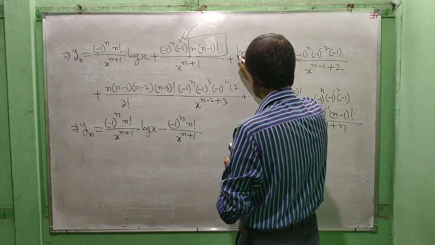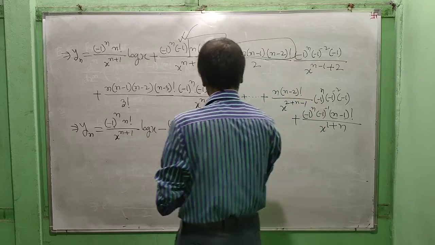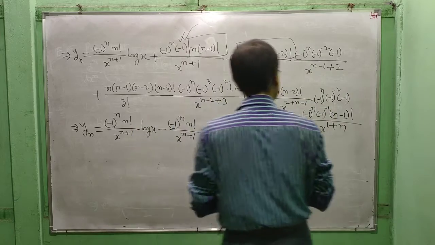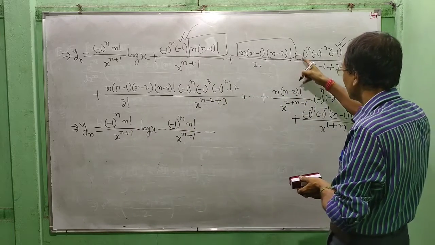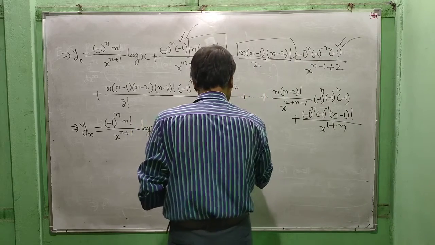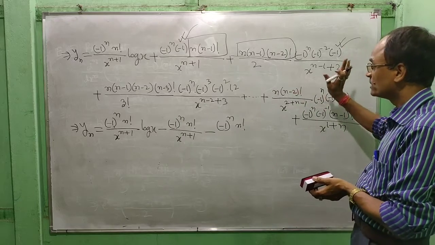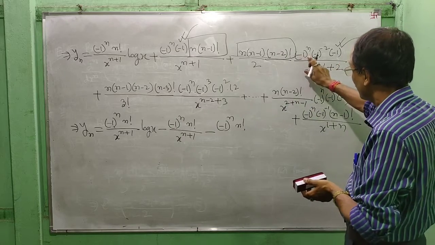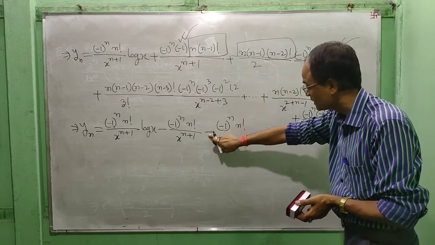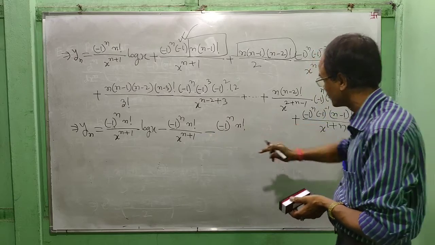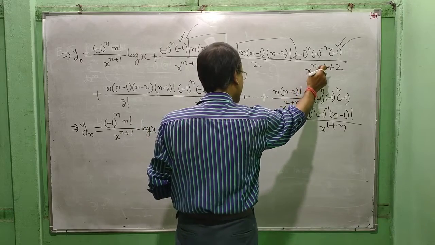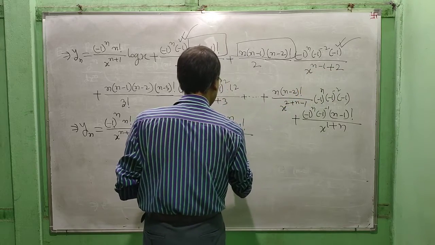From this, what will be this? It is again factorial n. Again you will get minus. This is minus 1 whole to the power n. From this you will get factorial n, minus 1 whole to the power n. Minus 1 whole to the power minus 2 is plus 1. We have written a minus sign here. Divided by 2. x to the power n minus 1 plus 2 is x to the power n plus 1.